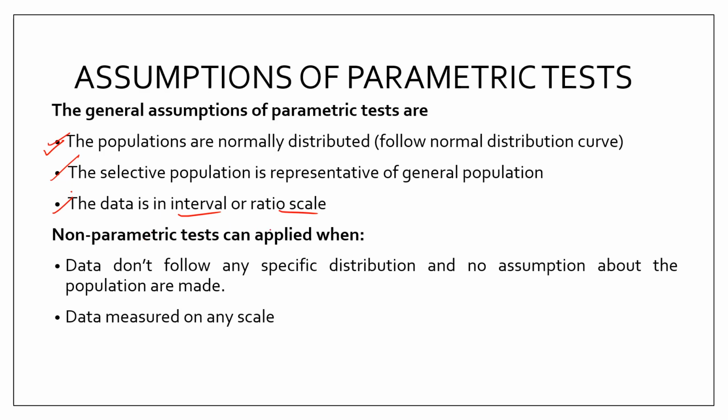A non-parametric test can be applied when data don't follow any specific distribution and no assumptions about the population are made. It means data can be selected from any other places and it is not normally distributed. Also, they don't belong to one particular area. So we are going to perform the non-parametric test.